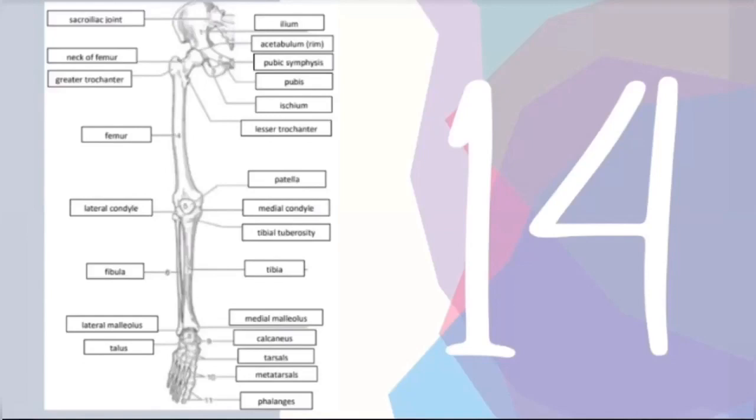Next is the acetabulum. So the acetabulum is the cup-shaped socket on the lateral aspect of the pelvis, which articulates with the head of the femur to form the hip joint. It is formed by the connection of the three bones that make up our hip. This socket meets with the femoral head of the femur bone to form the hip joint. So together, these two parts of anatomy allow us to walk, run, and move freely.